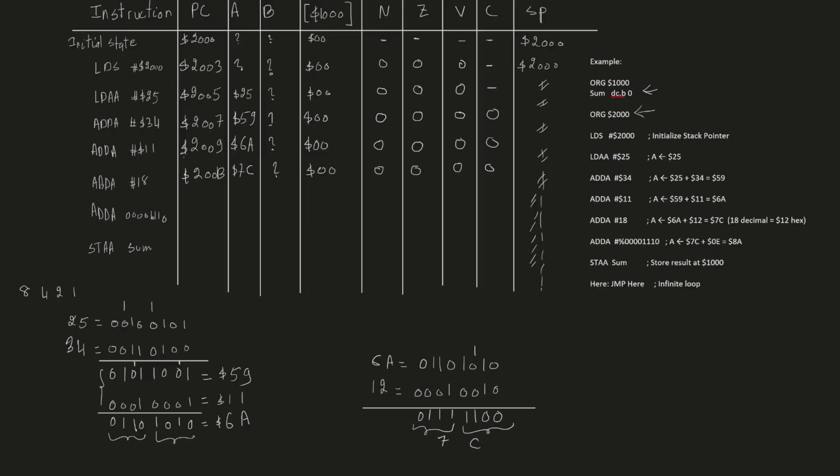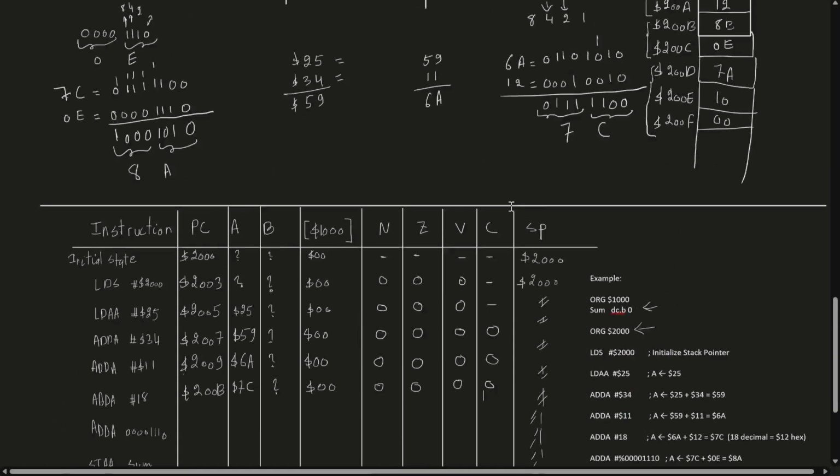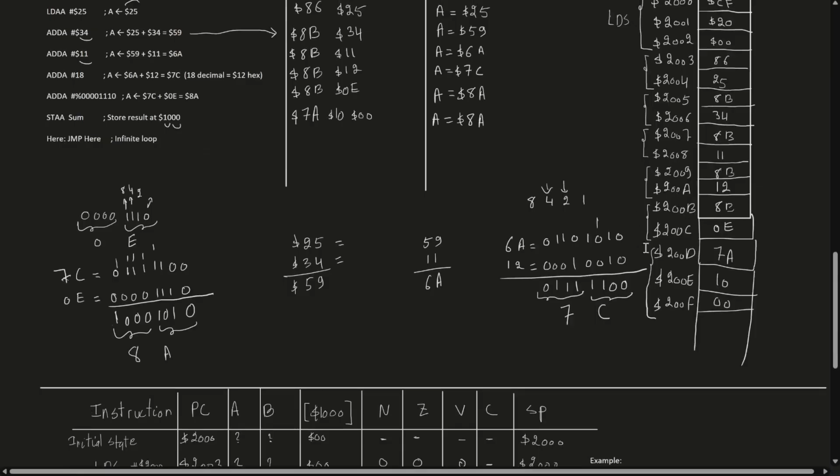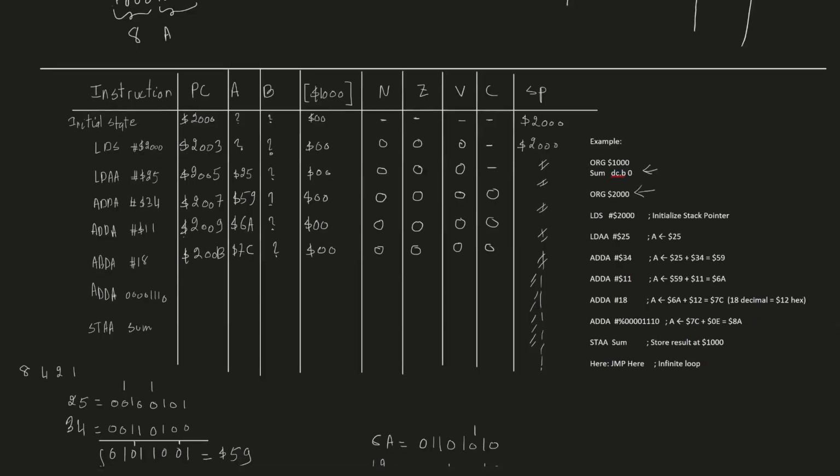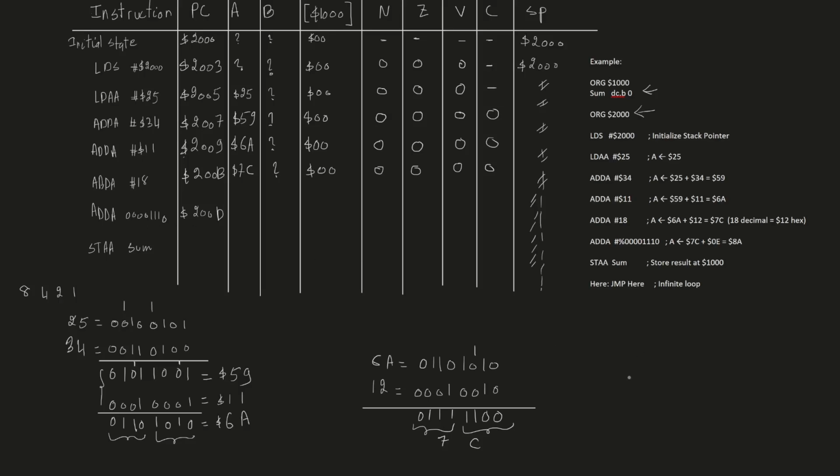Add this binary number to accumulator A. So first, the program counter will be pointing to the next one. After 2000B, we have 2000D. So the program counter at this instruction will be pointing to the next one, which is 2000D. And then accumulator A will add, it had 7C from the previous instruction, which we have here in binary 0111 1100.